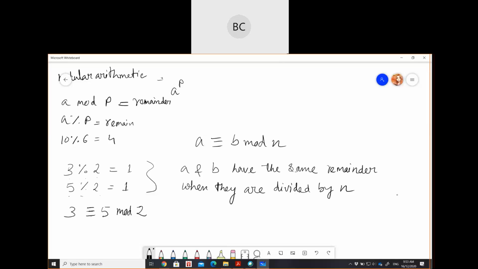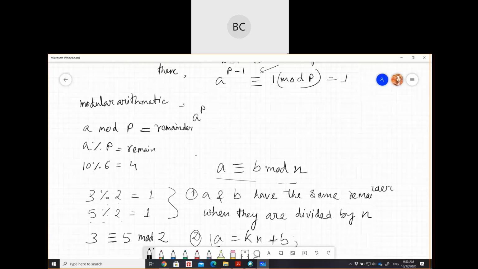There are other properties too; this is one of the properties to be congruent. The second property can be A equal to Kn plus B, so there can be a K for which A equals Kn plus B. It's another equation. If this condition is satisfied, then also they are congruent to each other. Then the third condition can be that n divides A minus B.